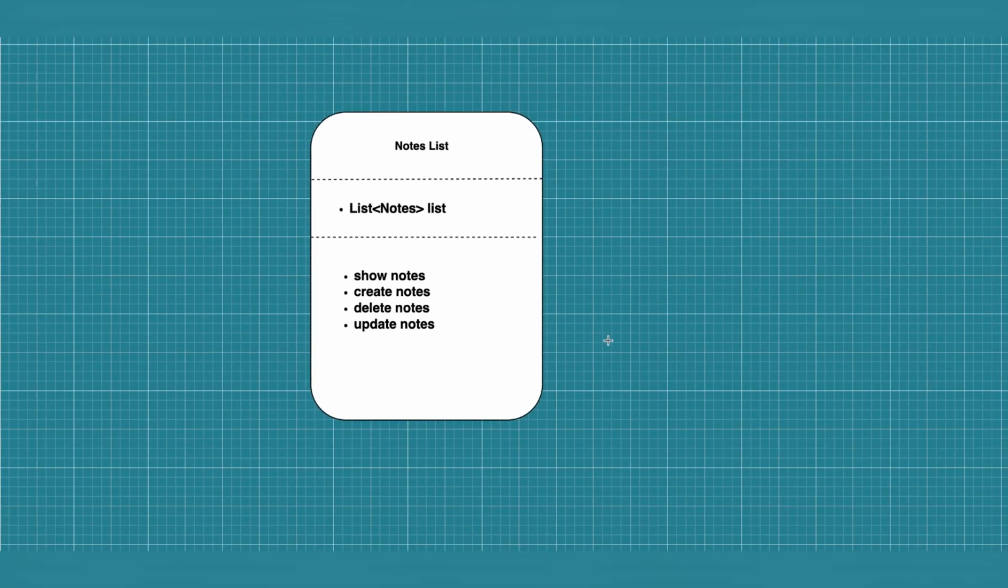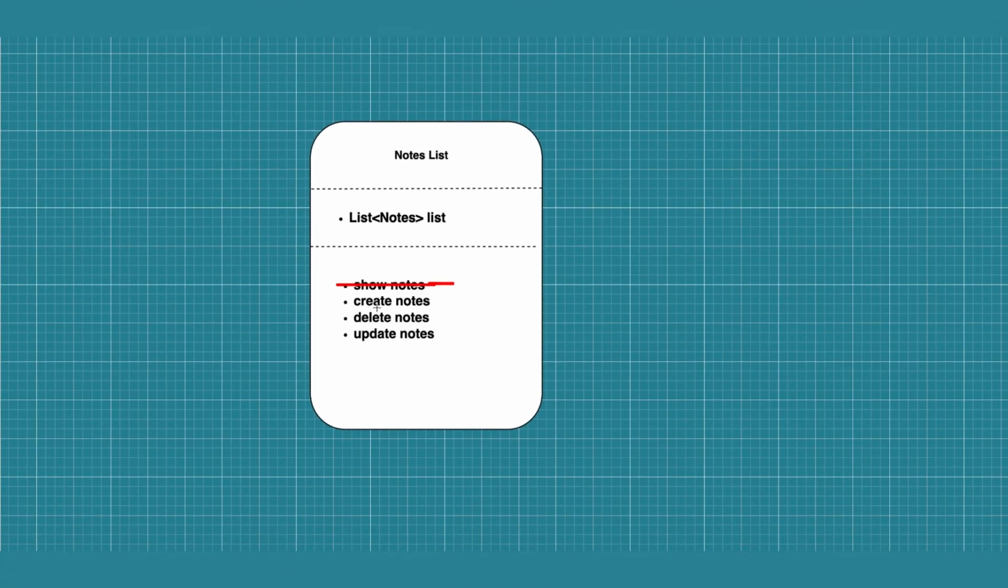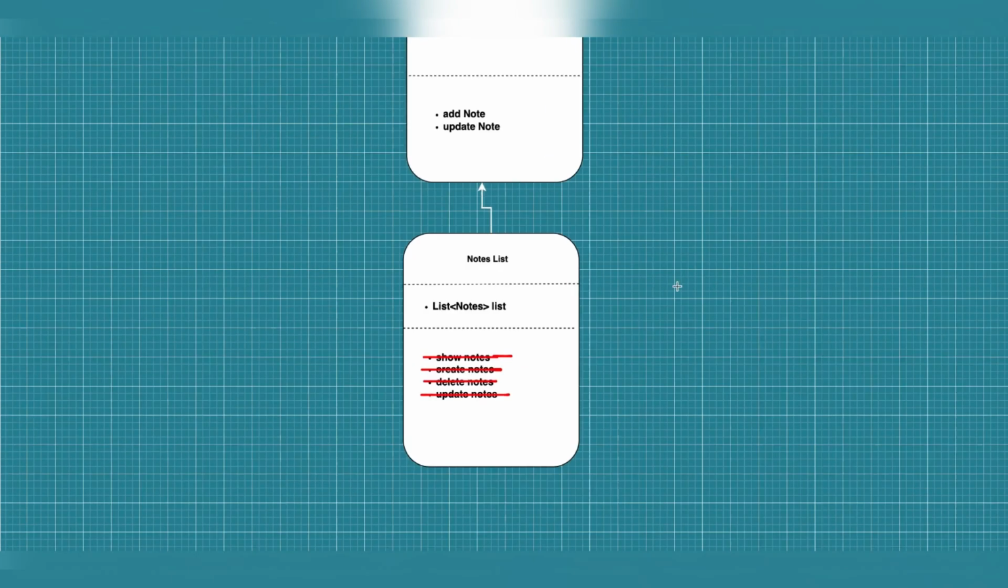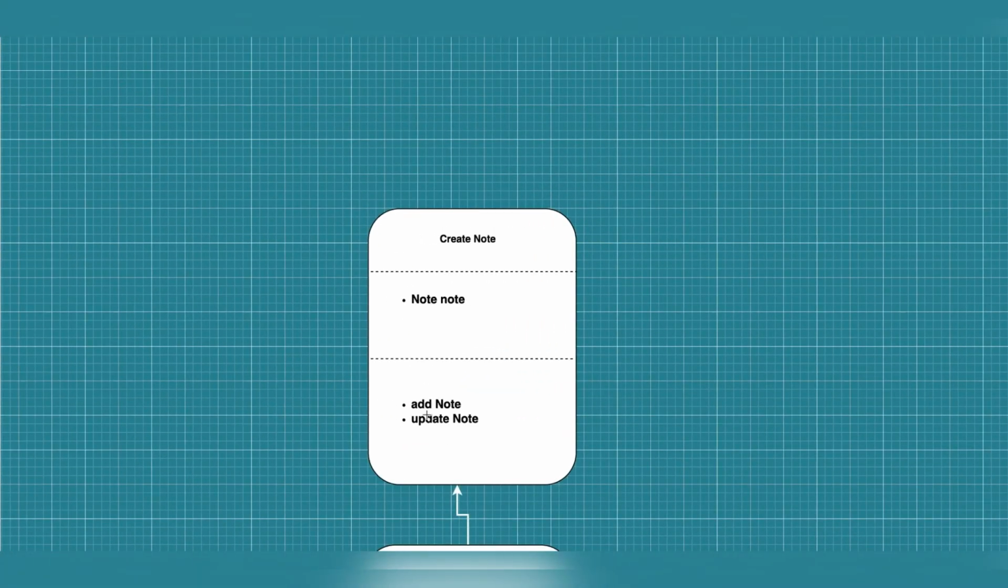Let's look at the class diagram. First, we have the note listing. It displays a list of notes and allows the user to delete or update them. From this screen, we can also navigate to the create note screen, which is used to add or edit notes. All these actions use the note model for managing data.